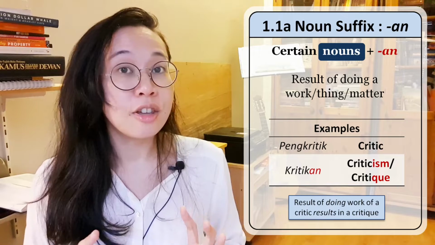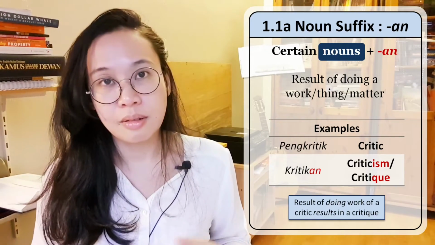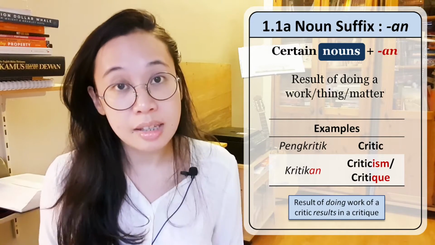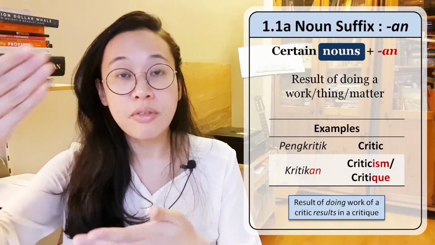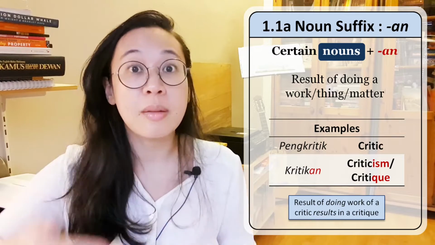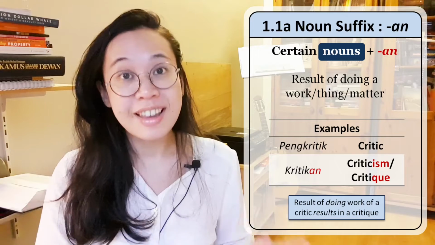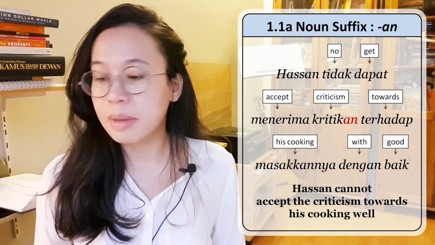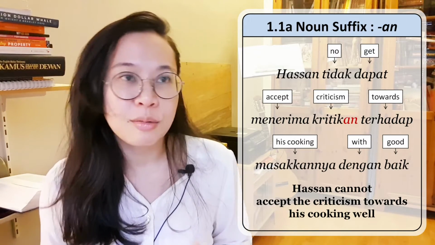Let's start with noun, kritik. Kritik in English is critic as well, a person. Kritikan, because you attach the an suffix to it, is a critique, which is an analysis of everything that is good or bad about a certain thing. So kritik, kritikan, a critic and critique. Hasan tidak dapat menerima kritikan terhadap masakannya dengan baik. Hasan was unable to accept the critique of his cooking.